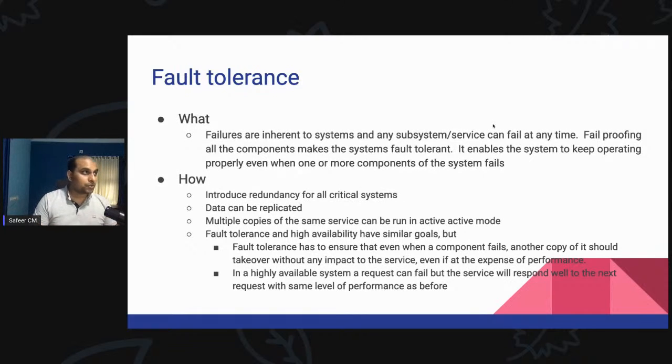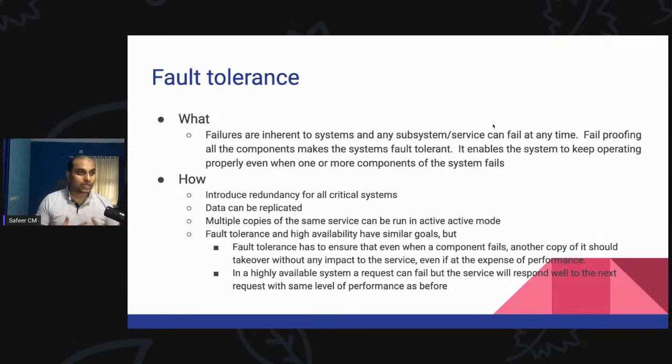So how do you do fault tolerance? You introduce redundancy to all critical systems. So where there's a single point of failure, you introduce redundancy. Data has to be replicated, and multiple copies of the same systems can be run in active mode. We'll talk about active mode in a bit. If you look at fault tolerance, it would look like fault tolerance and high availability have similar goals, but there is a small distinction.